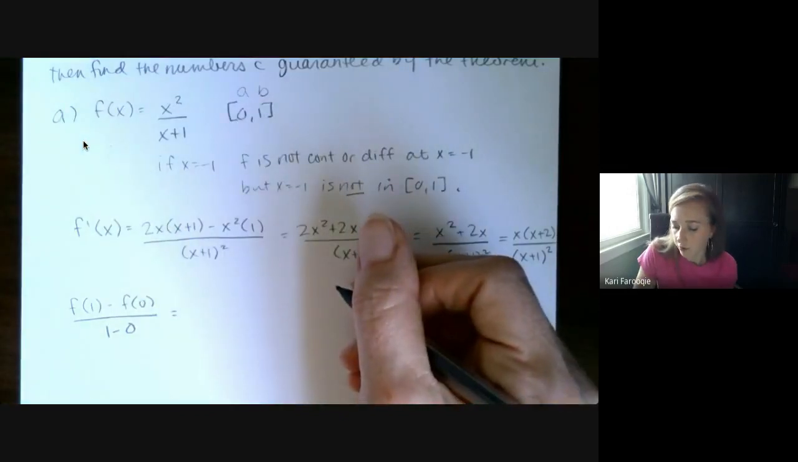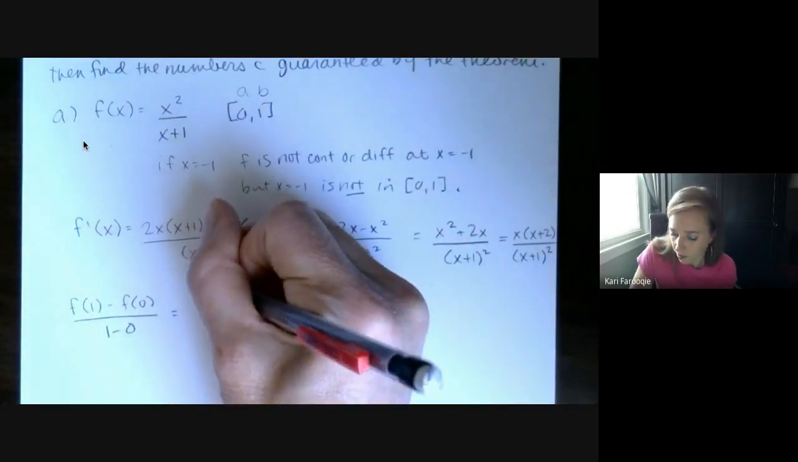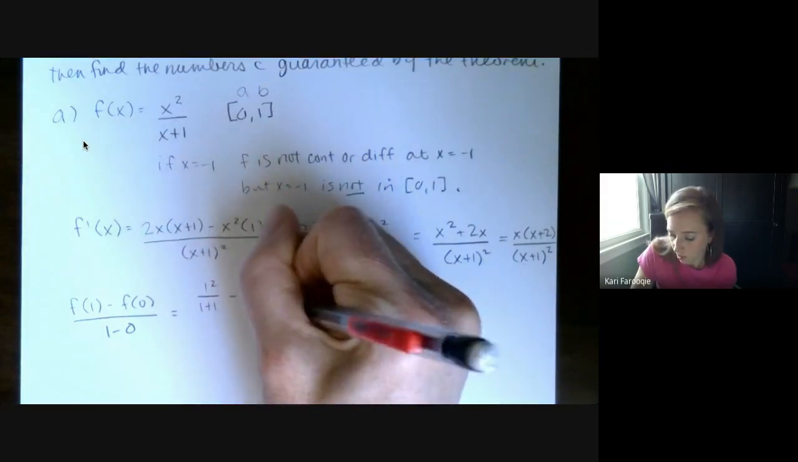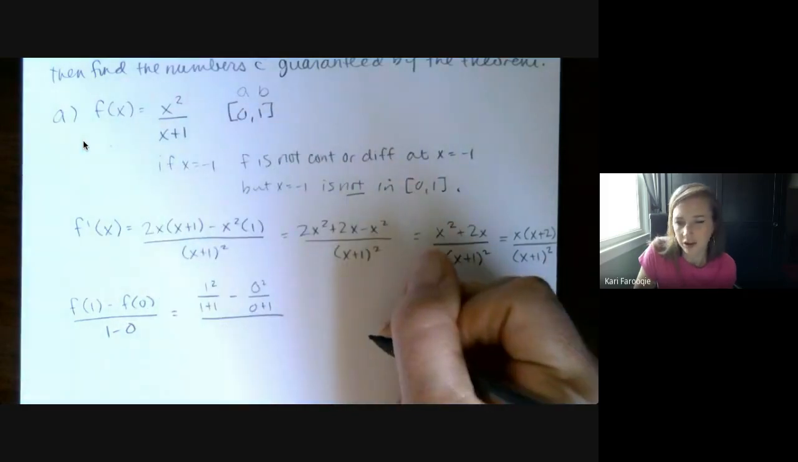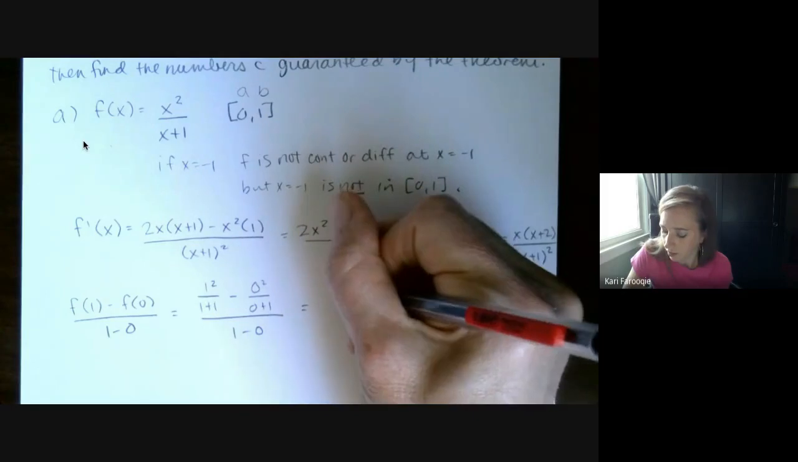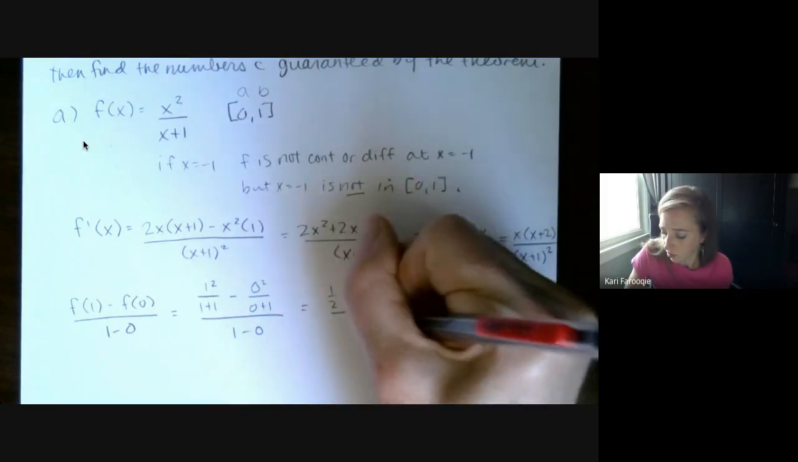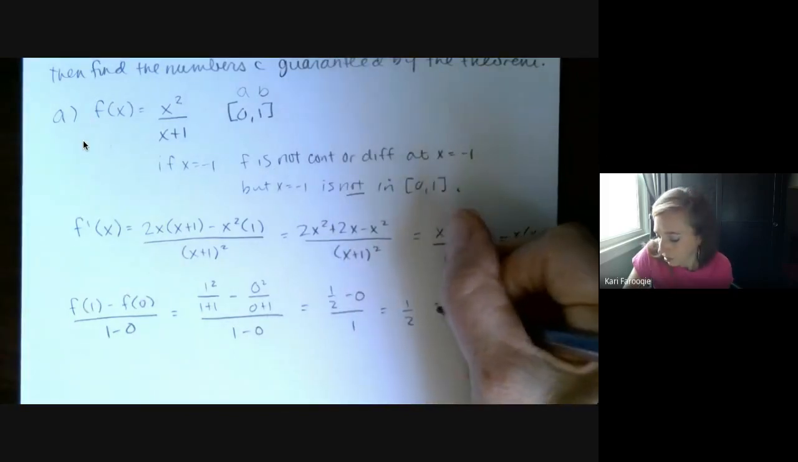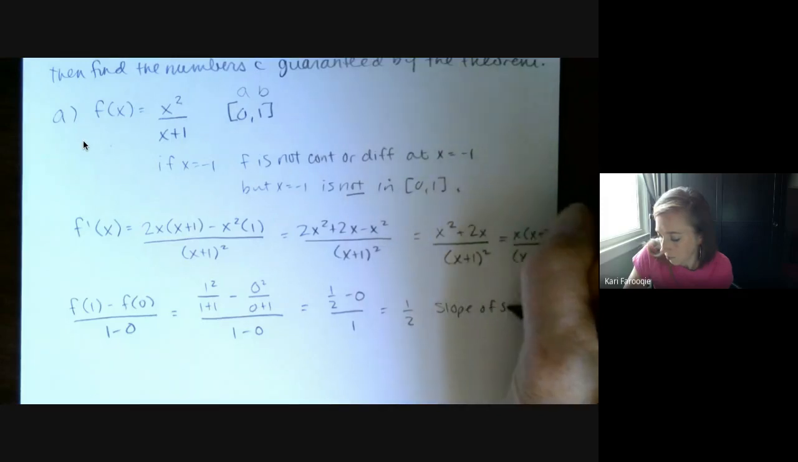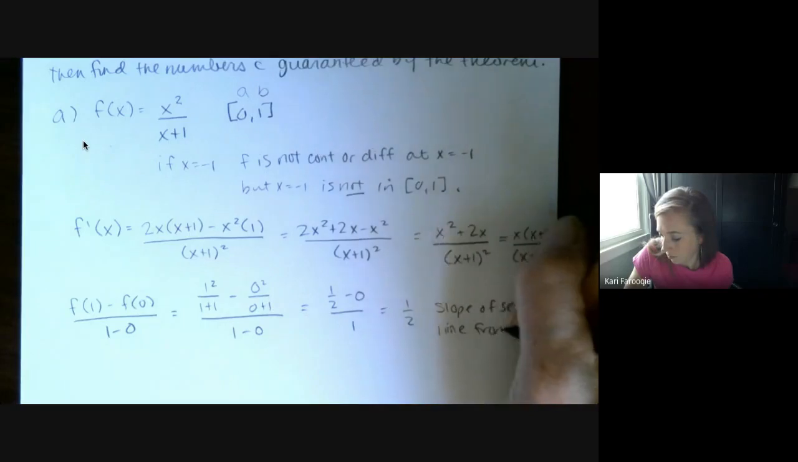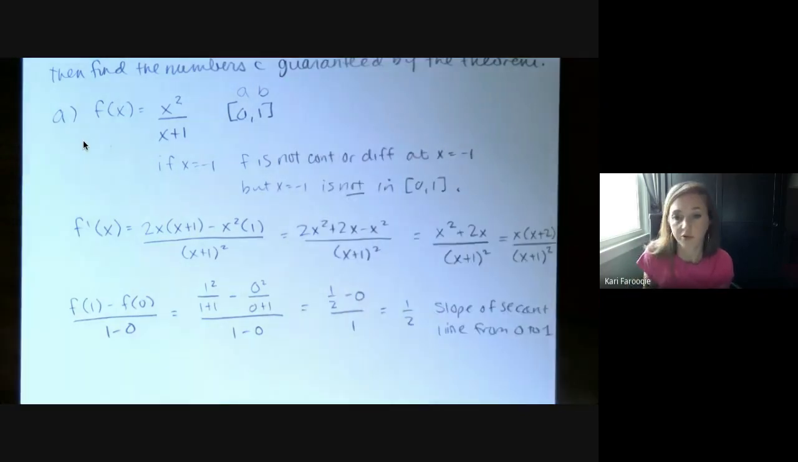All right, so f of 1 is 1 squared divided by 1 plus 1. F of 0 is 0 squared divided by 0 plus 1. You can do that in your calculator if you don't feel like putting it here. This is 1/2 minus 0 divided by 1, which is 1/2. So this is the slope of the secant line from 0 to 1.